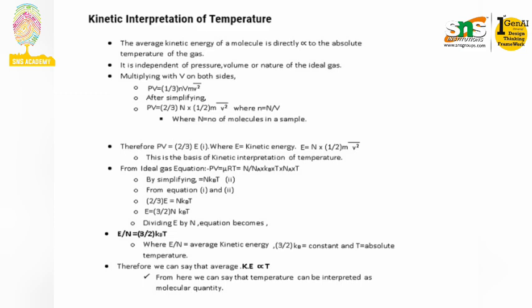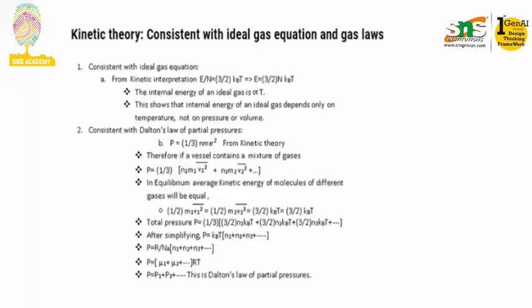From kinetic theory we have P is equal to 1 by 3 n mv square. Therefore, if a vessel contains a mixture of gases, we can take 1 by 3 outside: n1 m1 v1 square plus n2 m2 v2 square up to nn mn vn square. This will be the equation, and in an equilibrium state the average kinetic energy of molecules of different gases will also be equal. So half m1 v1 square is equal to half m2 v2 square is equal to 3 by 2 kBT.